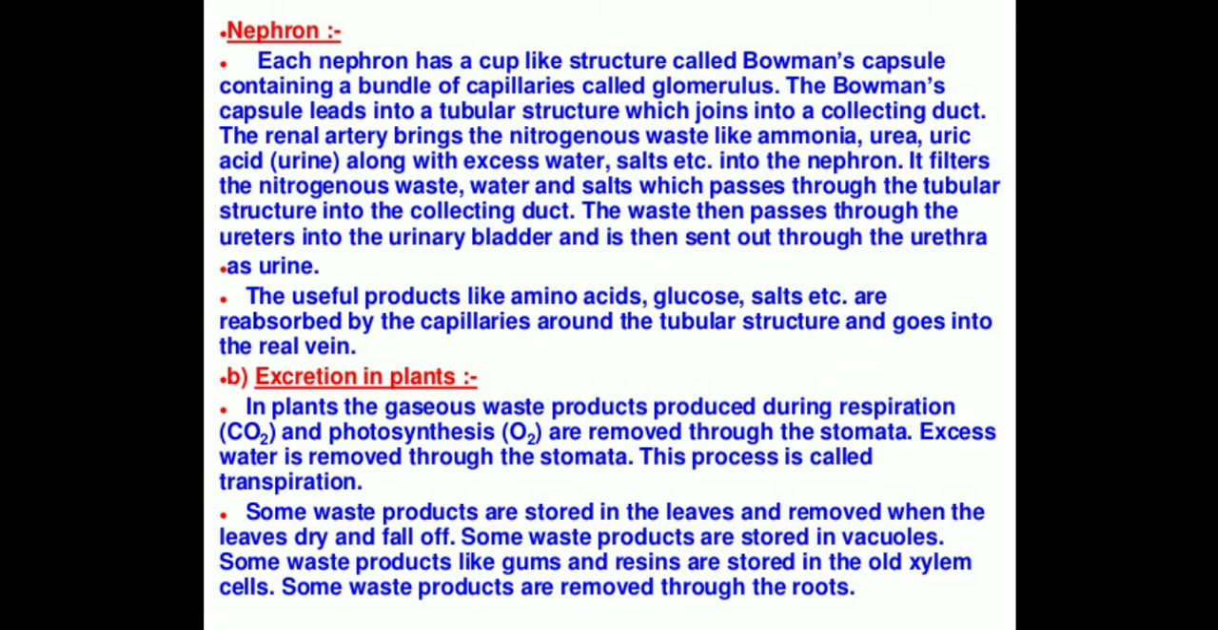Some waste products are stored in the leaves and removed when the leaves dry and fall off. Some waste products are stored in the vacuoles. Some waste products like gums and resins are stored in the old xylem cells. Some waste products are removed through the roots also.